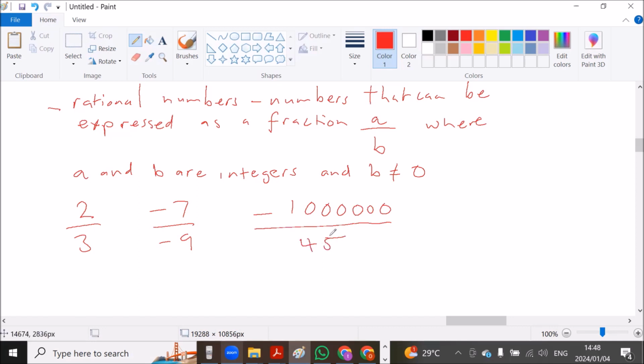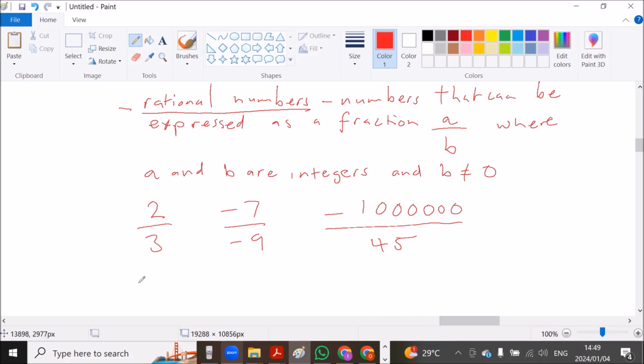So if you can make a number become a fraction, then it is rational. The numerator must be an integer, positive or negative. The denominator must be an integer, positive or negative. No fractions. The top part is called the numerator. The bottom part is called the denominator.